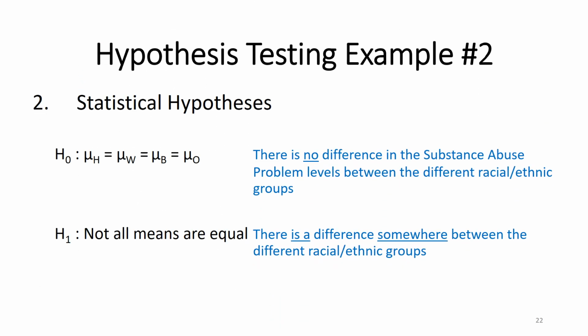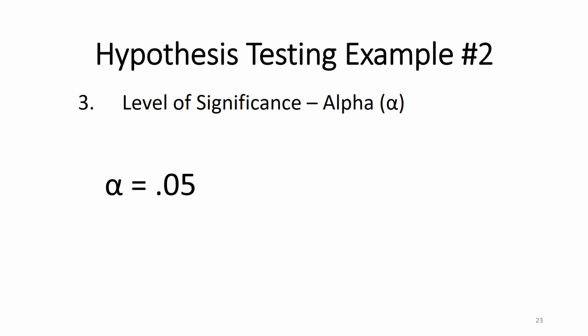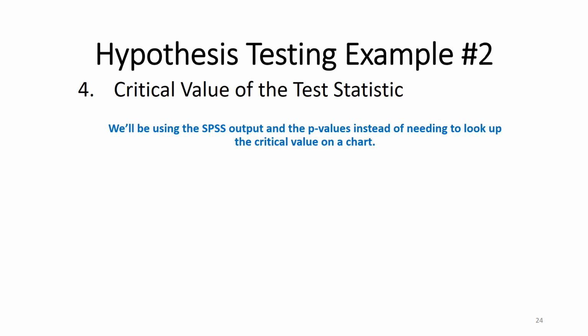Statistical hypotheses. In this case, you'll notice that the research hypothesis, H1, is still written as not all means are equal, just like we did on the previous one. But the null hypothesis, the main difference from our previous example, is that since we have 4 different levels to the racial ethnic group variable, I had to make sure I represented all 4 groups: Hispanic, white, black, and other. Next slide. Level of significance, alpha, is 0.05. Next slide. Value, we've talked about this. Let's move on to the next slide.